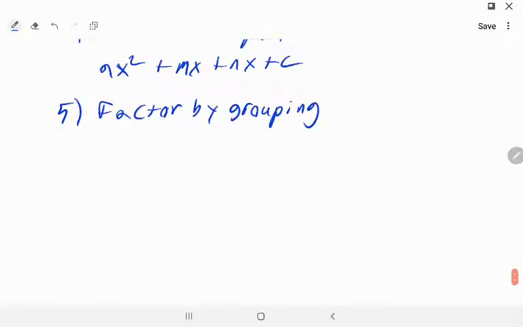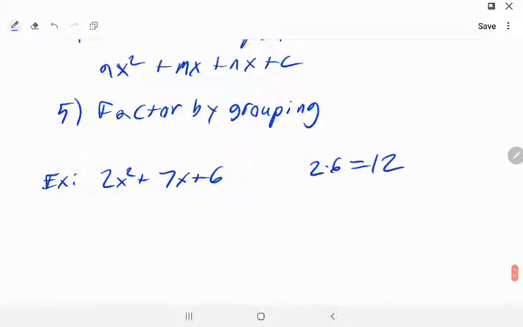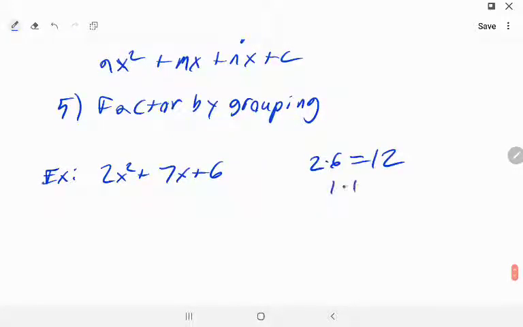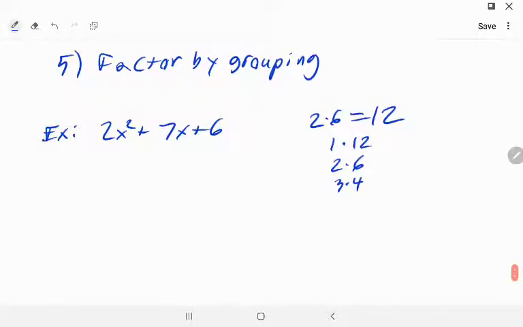If we look at that same 2x squared plus 7x plus 6 again, we know what the answer should be, but we're going to see how we can get that answer using the AC method. We start with 2 times 6 is 12. We notice 12 factors as 1 times 12, 2 times 6, 3 times 4, and 3 plus 4 is 7. And so we can rewrite the polynomial as 2x squared plus 3x plus 4x plus 6.